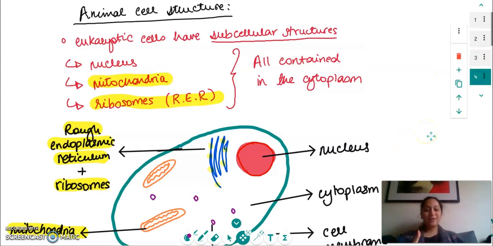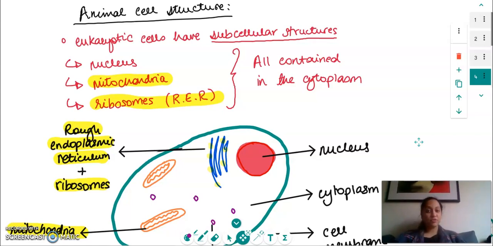Okay, so let's begin with an animal cell structure. Now this might be a little bit more complicated than we're previously used to seeing, but we now know at this level that eukaryotic cells have subcellular structures. That means one big cell has many smaller ingredients within it. They're all compartmentalized. So one of the main things that a eukaryotic cell will have is a nucleus.